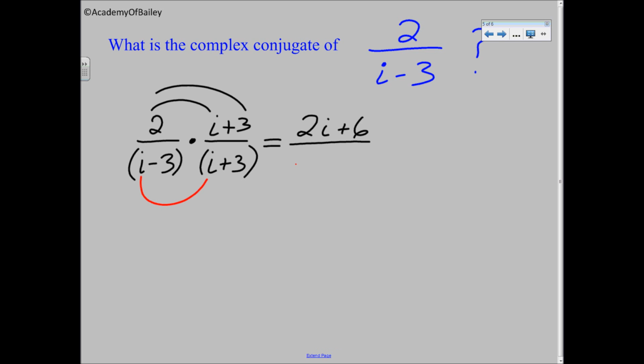i times i is i squared. That should be ringing a bell for you. i squared is equal to something. i times 3 is 3i. And now here, negative 3 times i, negative 3i, and negative 3 times positive 3, which should be negative 9.